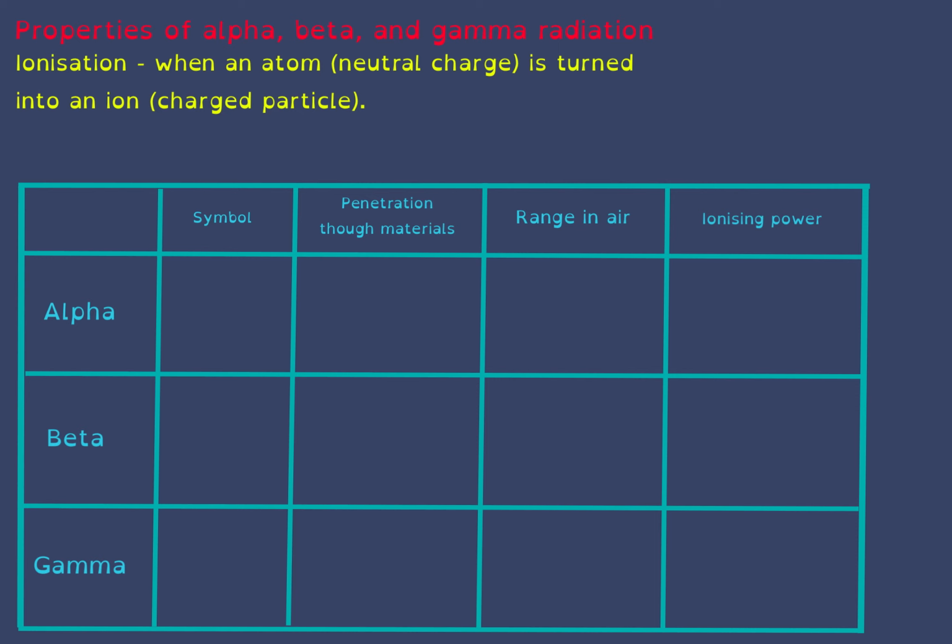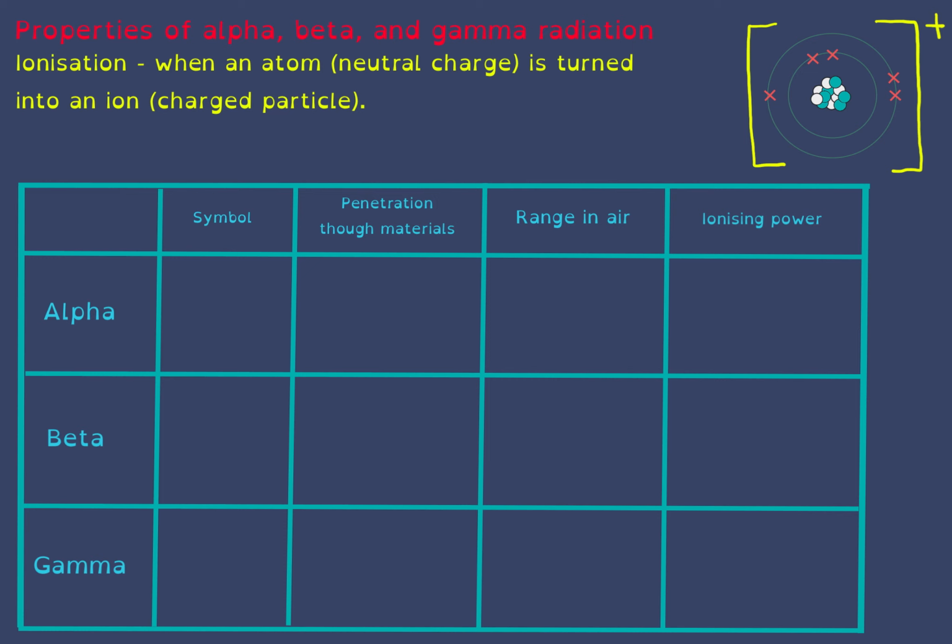Ionisation is when an atom which has a neutral charge, that is, the number of protons, which are positive, is balanced by the number of electrons, which are negative, is then turned into an ion, which is a charged particle. This can be achieved by either gaining or losing electrons. In nuclear radiation, we are only talking about losing electrons. They're knocked off by an alpha particle, a beta particle, or energy from gamma radiation, giving the electron enough energy to completely leave the atom. This means that there's an overall positive charge, as there are more protons than there are electrons, so you end up with a positively charged ion.